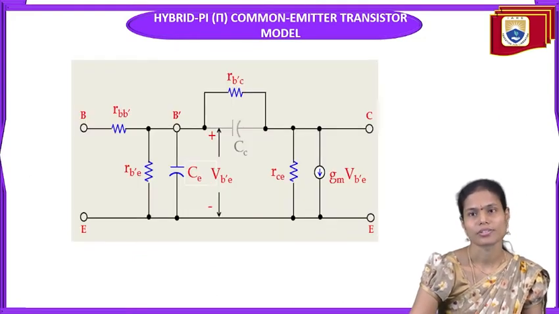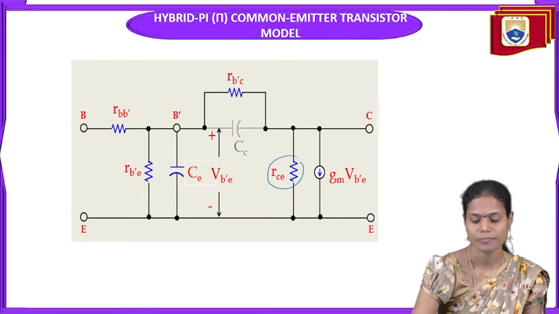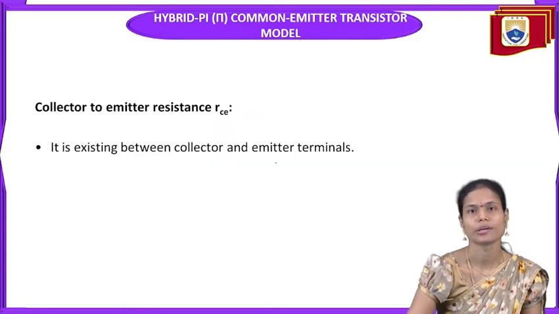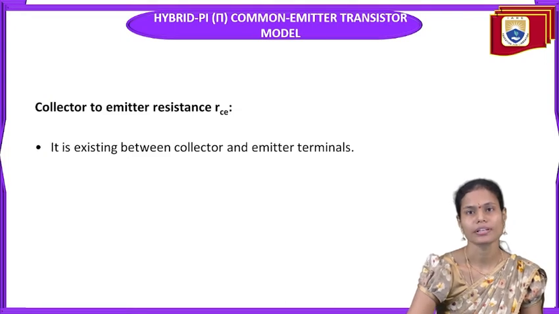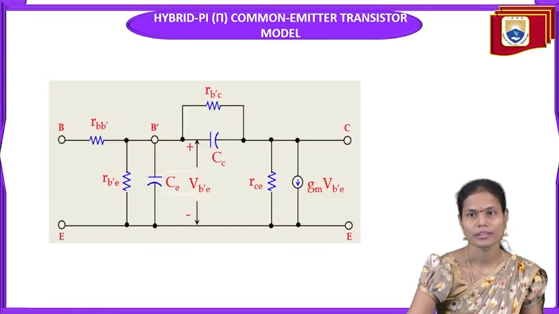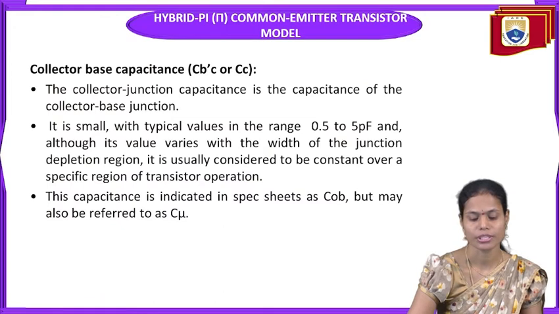And the next resistor is RCE, the collector to emitter resistor. So it exists between the collector and emitter terminals. And the last one is gm VB'E.